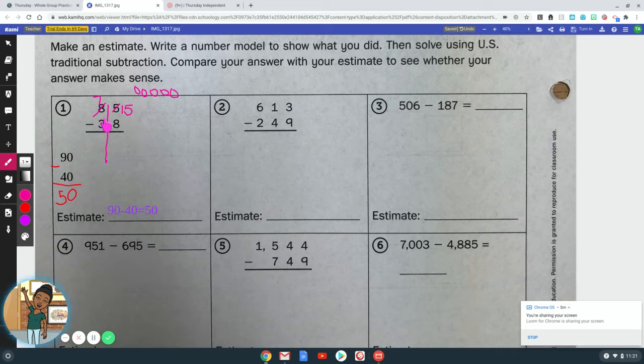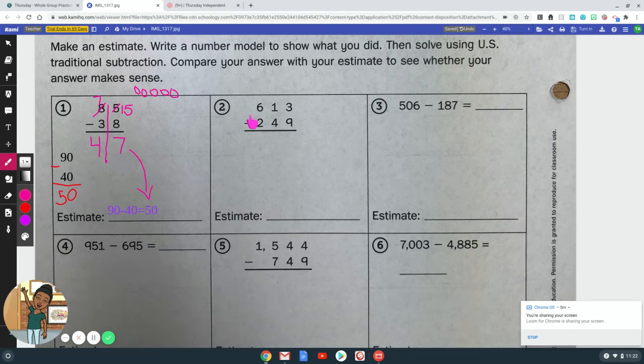15 minus 8 equals, 15 minus 8. Yes, 7. 7 minus 3 equals, yes, 4. So is my answer close to my estimate? Does it make sense? Yes, it does. I can move on because this answer makes sense.